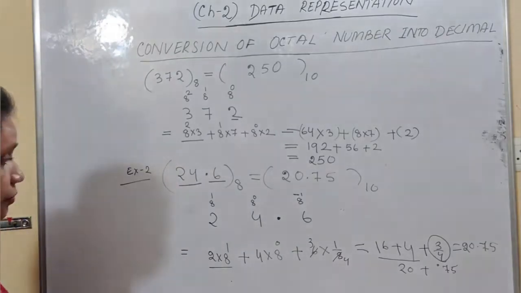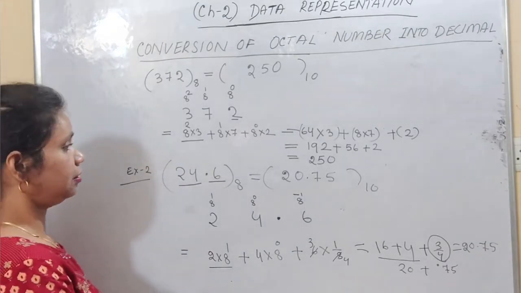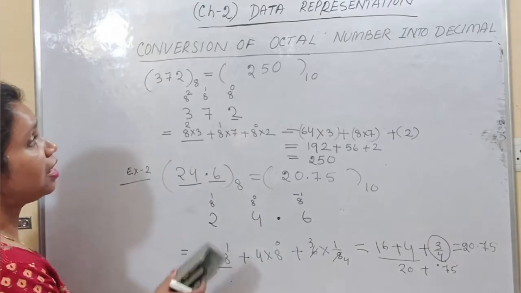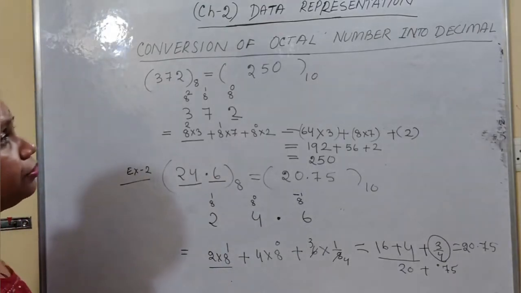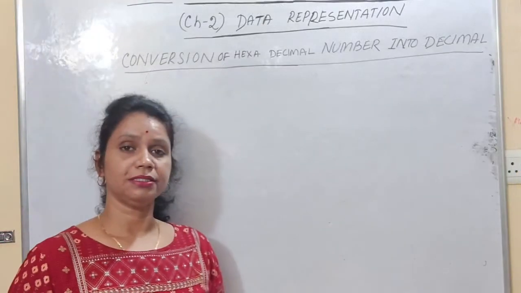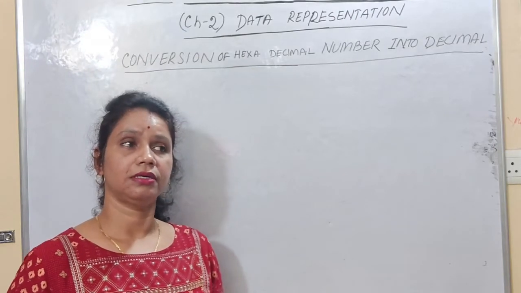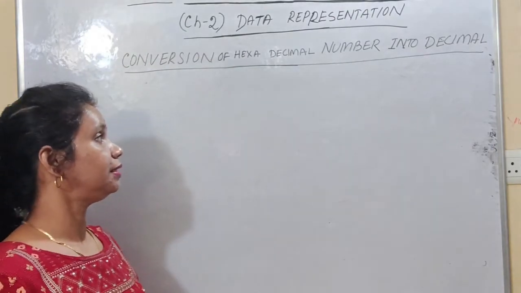So all of you, I hope that all of you understood the concept. That means how can you convert any octal number into its equivalent decimal number. Now students, we will discuss how can we convert a hexadecimal number into its equivalent decimal.